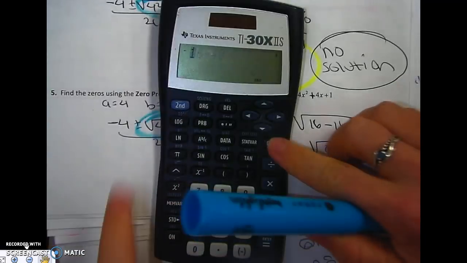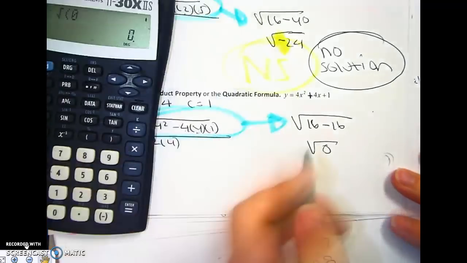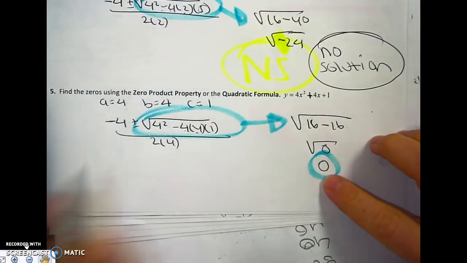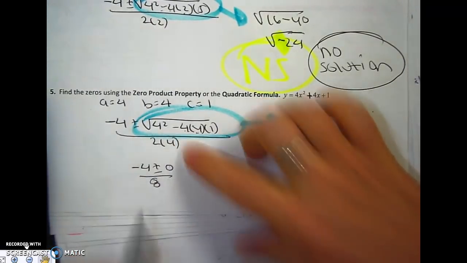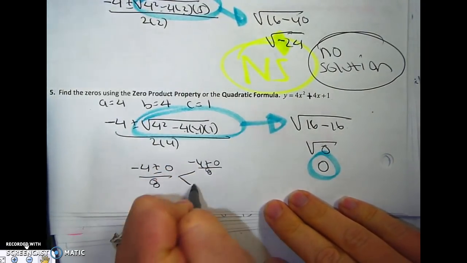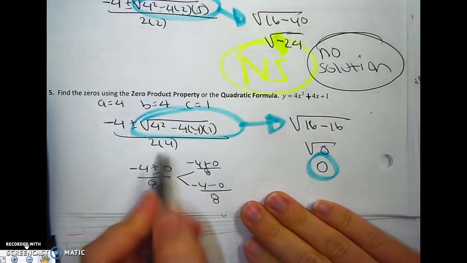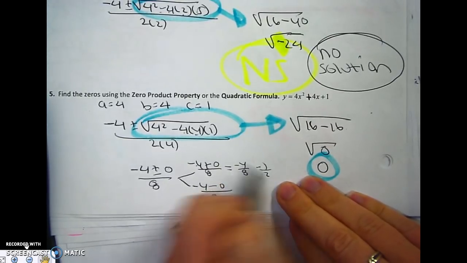Can I take the square root of 0? Yeah, the square root of nothing is still nothing. So I get 0 from all of that. Now I'm going to bring that back over and go negative 4 plus or minus 0 over 8. Split it. Negative 4 plus 0 over 8. Negative 4 minus 0 over 8. And when I do that, that's negative 4 over 8, which is negative 1/2.